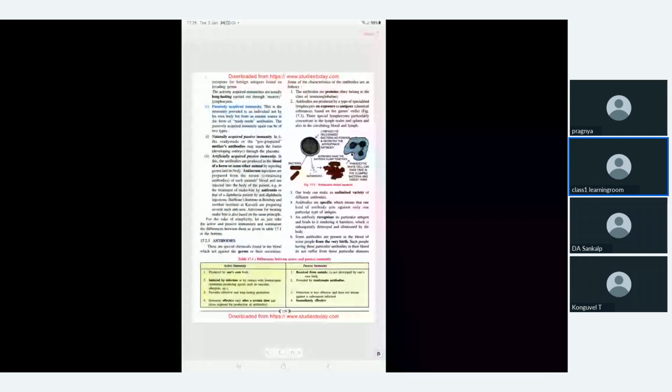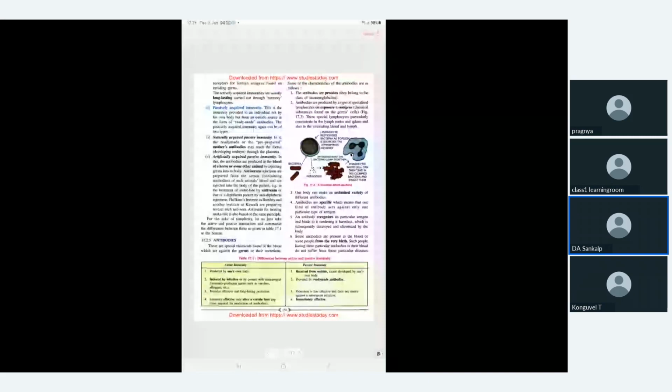So now we will start with the antibodies. Of course, before getting into antibodies, just look into the differences and give me the summary. Difference between active immunity and passive immunity. Just look into the table. Active immunity is produced by one's own body. Passive immunity is received from outside, that is, not developed by one's own body.